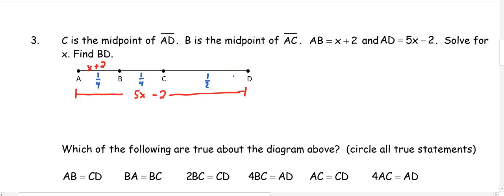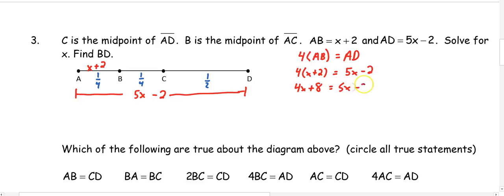So to solve for x, we know that AB is a fourth of the line, which means we need 4 of these pieces to equal the whole line. So we're going to do 4 times the measure of AB is equal to AD. So 4 times x plus 2 equals 5x minus 2. So I'm going to distribute: 4x plus 8 equals 5x minus 2.